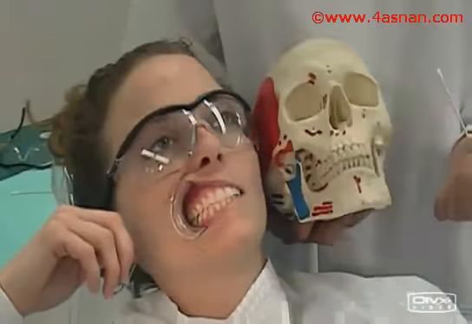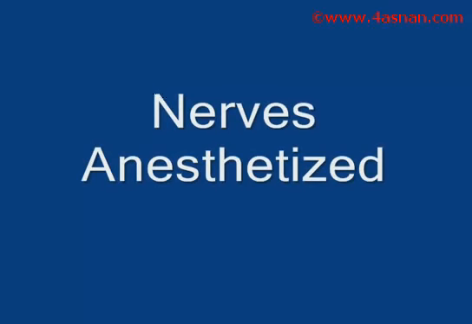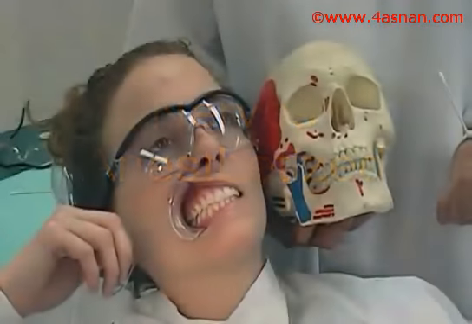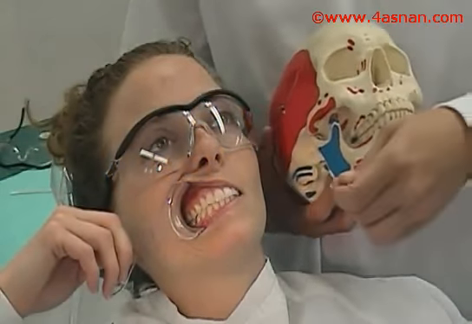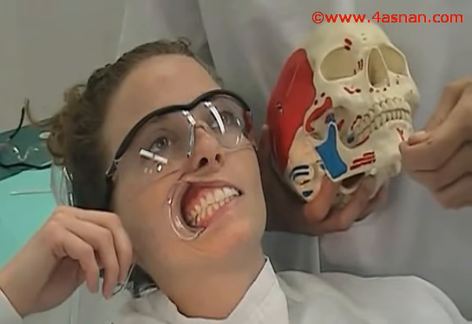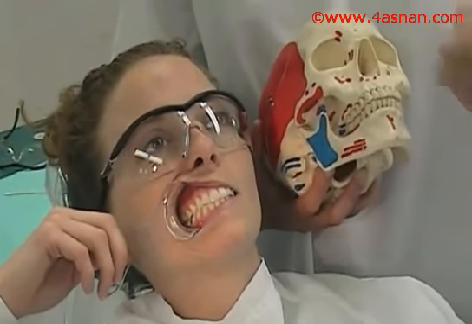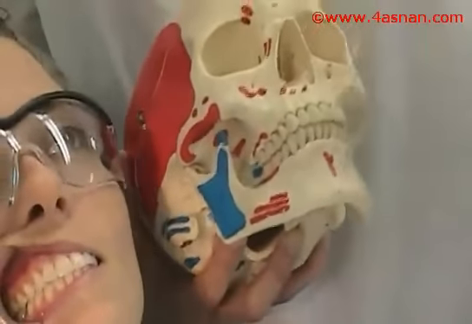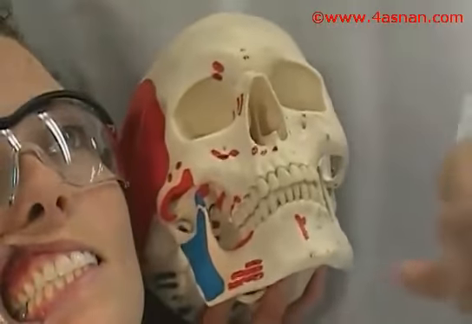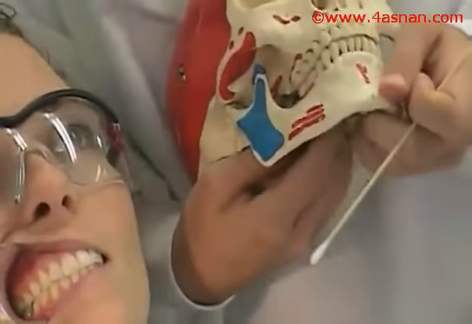The Vazirani-Akinosi nerve block. Nerves anesthetized: the inferior alveolar, incisive, mental, lingual, mylohyoid.